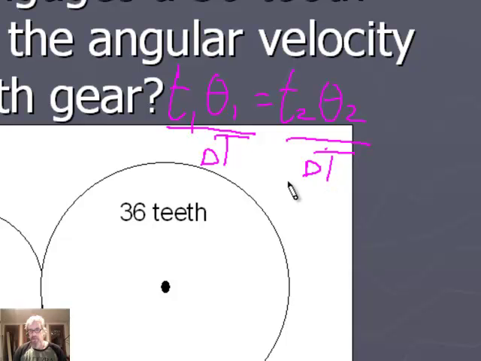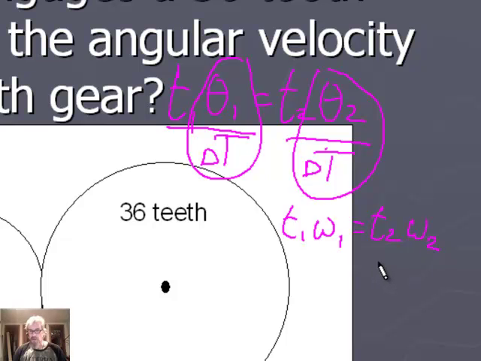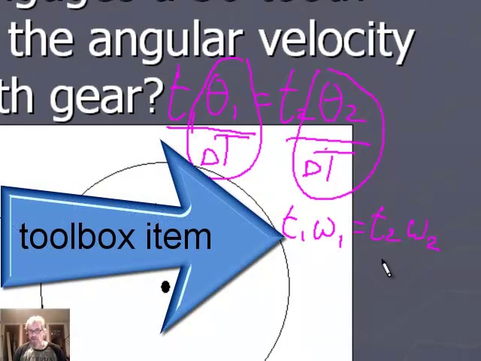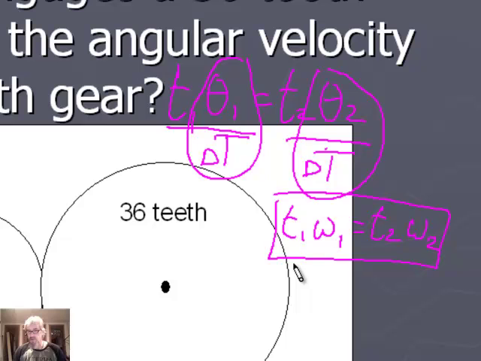But the change in theta with respect to time for each of these things is angular velocity. That's really what it is. And so we could rewrite this. We could say teeth 1 times omega 1 is teeth 2 times omega 2. And then we could use radius instead of teeth, and we could use diameter instead of teeth if we wanted. So this is another relationship that you might want to consider putting in your toolbox. The product of angular velocity and teeth or radius or diameter is constant.